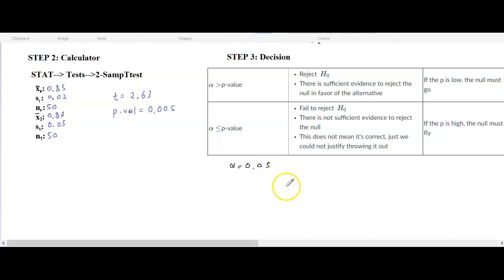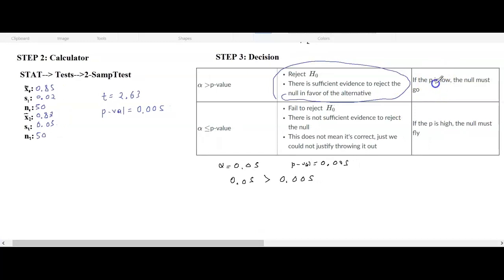So let's make that comparison. Well, 0.05 is my alpha. My p-value was 0.005. And we say, well, which one's bigger? Alpha is bigger, and that means we have this kind of decision. A quick and easy way to remember is that if the p is low, the null must go. And our p-value is small here, 0.005, and so the null is going to go. We are going to reject it. And the language for that is there's sufficient evidence to reject the null in favor of the alternative.